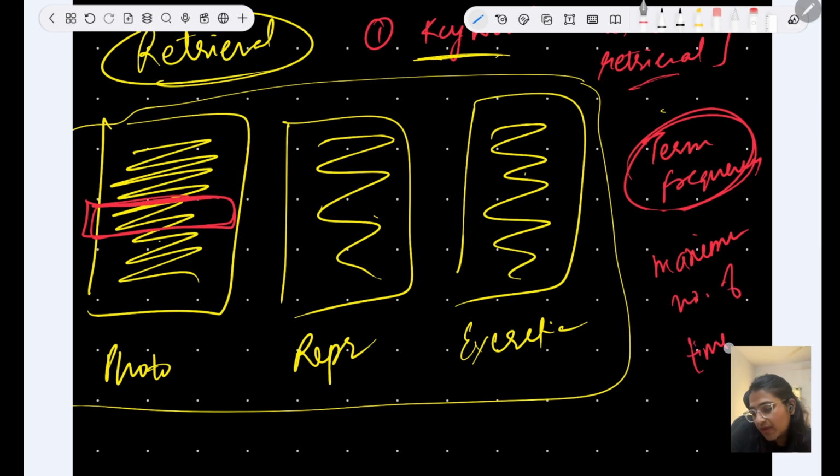Maximum number of times, right? So term frequency means: the term is occurring with maximum frequency in which document? That is called term frequency. So it's a heuristic. It's actually a metric to measure the frequency of a term, and that is used in retrieval.